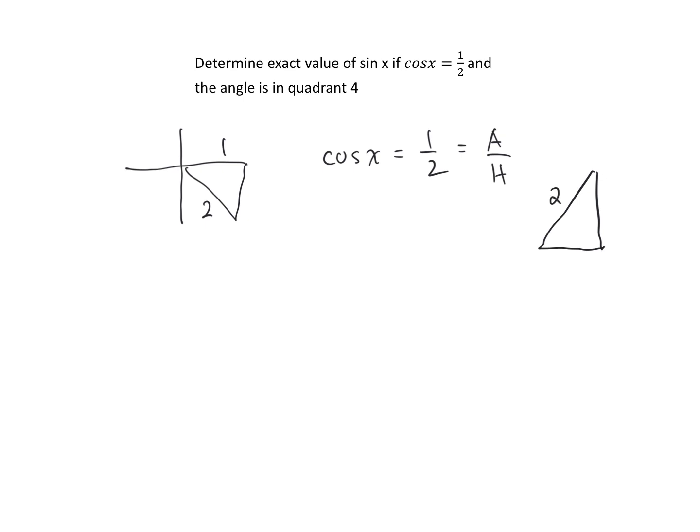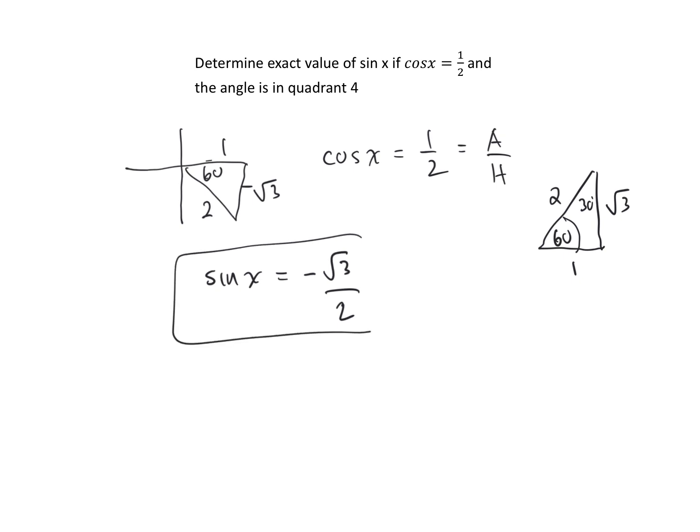So I'm looking for the triangle that has the hypotenuse of 2, so it would be the 30/60. I know it's not 45 because that has hypotenuse of root 2, so it's got to be the 30/60 triangle. The adjacent side is 60 because it's next to the 1, which makes this root 3, and this is negative. So once I have that diagram, it asks me to find sine of the same angle. So sine is opposite over hypotenuse, and that's my final answer.